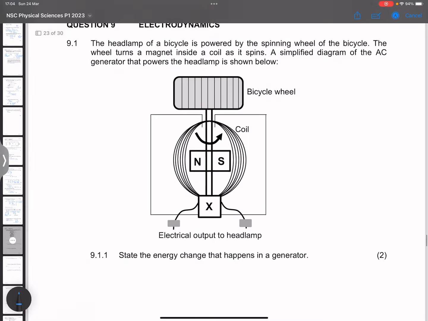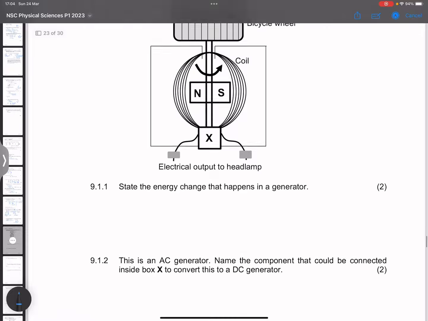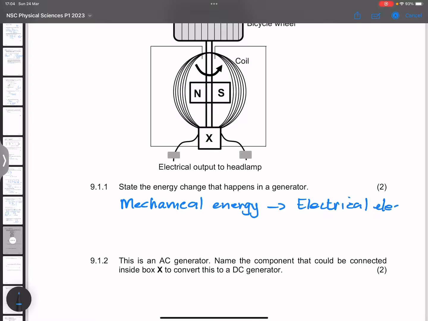They say state the energy change that happens in a generator. Please remember that a generator converts mechanical energy, movement, into electrical energy. Please keep that in mind. I'm sure every single one of you knows about that in South Africa, given the amount of load shedding. Okay, so let's go to the next question.